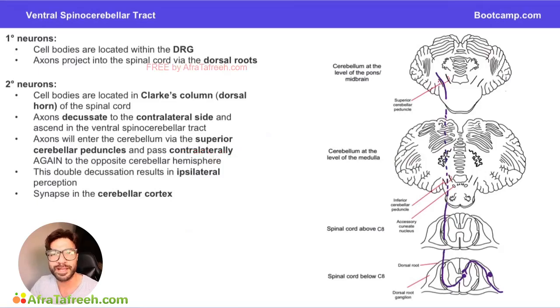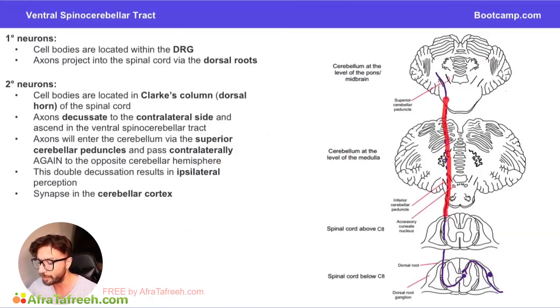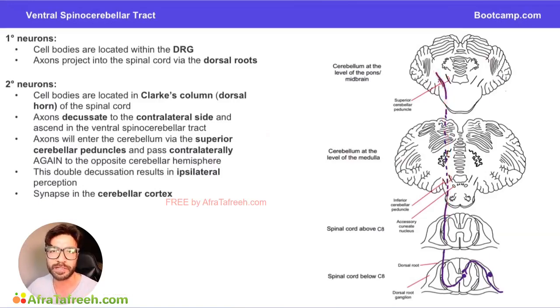You can see once it enters into the ventral spinocerebellar tract, it ascends up through the brainstem, past this area in the medulla, past the inferior cerebellar peduncle. So we're not entering the inferior cerebellar peduncle. We're going all the way up to the superior portion of the pons where it meets the midbrain, and we're entering into the cerebellum via the superior cerebellar peduncle.